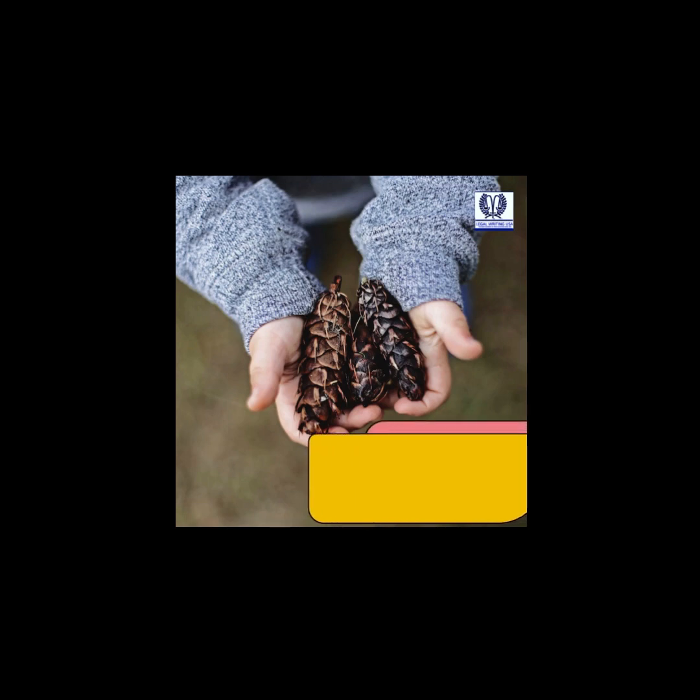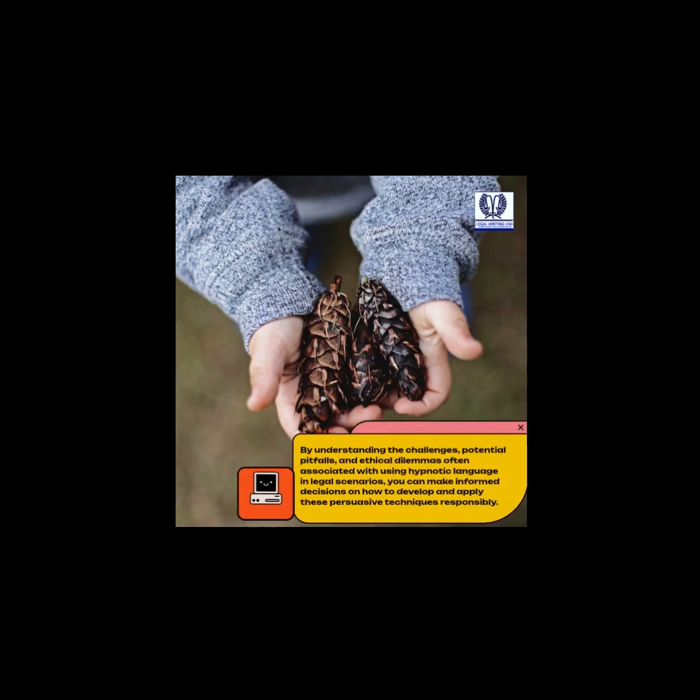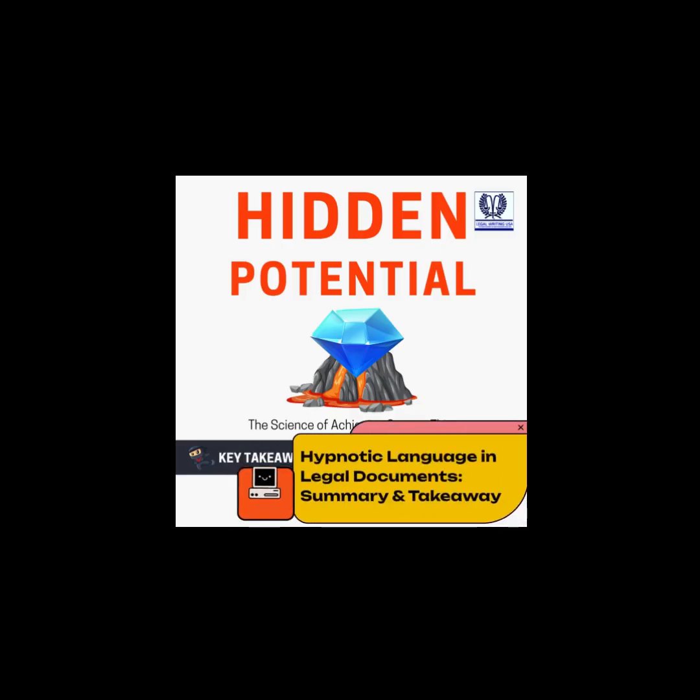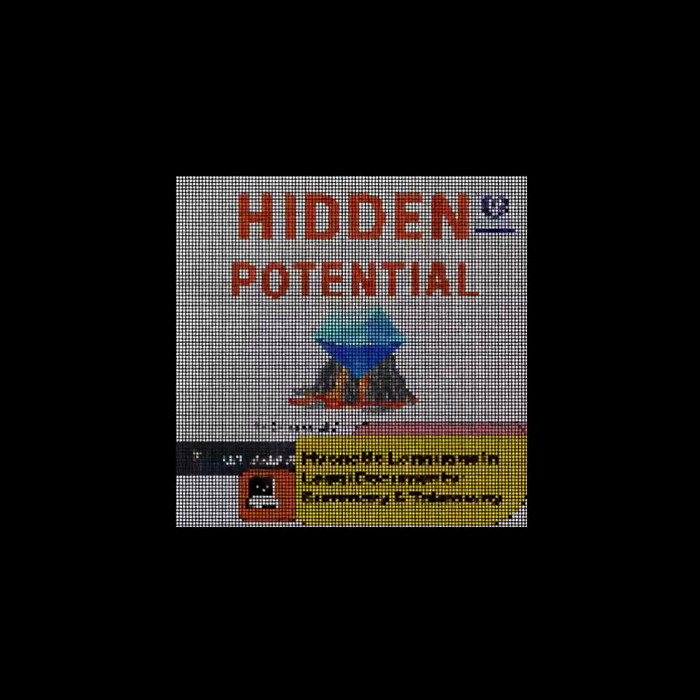By understanding the challenges, potential pitfalls, and ethical dilemmas often associated with using hypnotic language in legal scenarios, you can make informed decisions on how to develop and apply these persuasive techniques responsibly. Hypnotic language in legal documents, summary and takeaway. As we reach the end of this very brief exploration into applying hypnotic language in legal scenarios, let's reflect on the key takeaways and anticipate the trajectory of hypnotic language in the future.